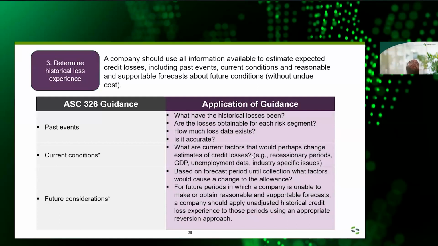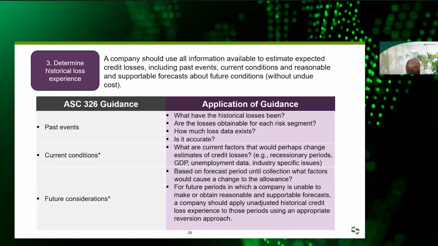So now that we've gone through and we've pooled our assets and we've determined our methodology, now it's time to calculate that historical loss experience. This is required. You can't just put a finger in the wind and say, I think it's 1.5% or whatever. I've had clients in my history who I've asked, well, why is your AR allowance 1%? And the answer is, well, we've always done it that way. Well, that's no longer going to be acceptable.